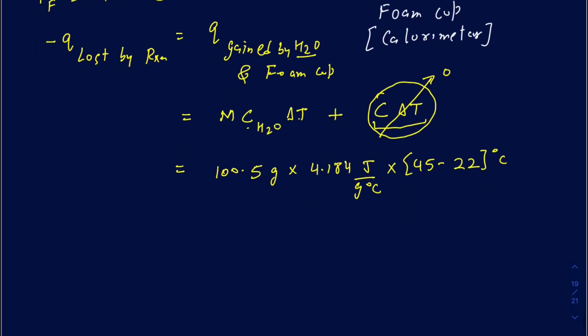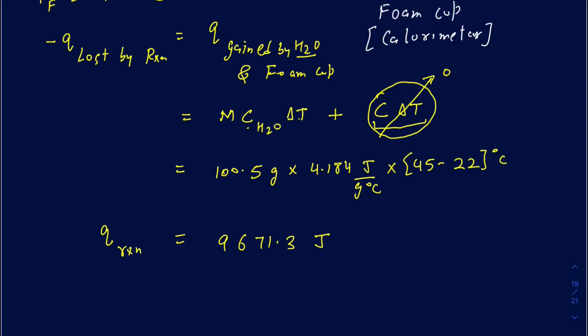Okay, so let's go ahead and figure out what that's going to be now. So we got 100.5 times 4.184 times 45 minus 22, which is going to be 23. So it comes out to be 9671.3 joules. Okay, so this is going to be the Q of the reaction.